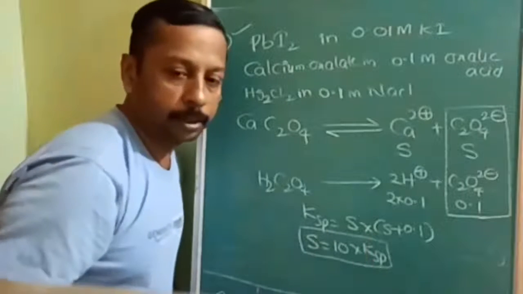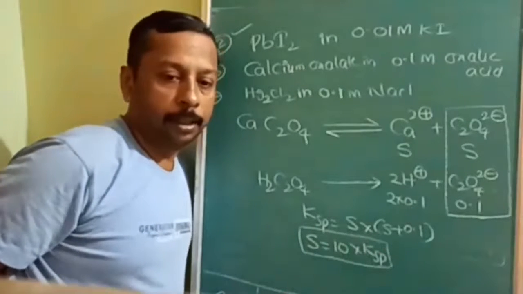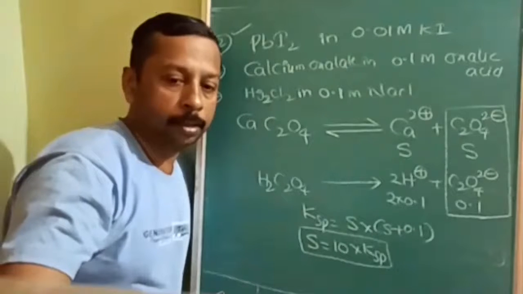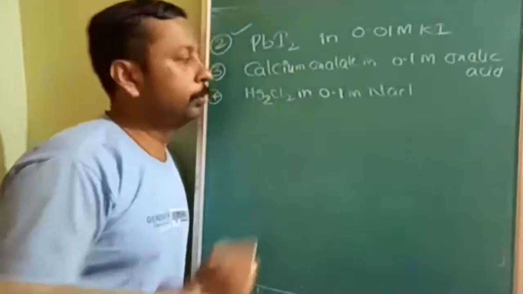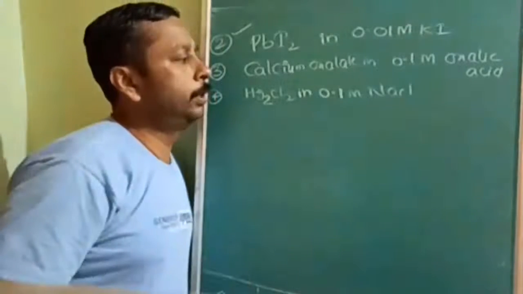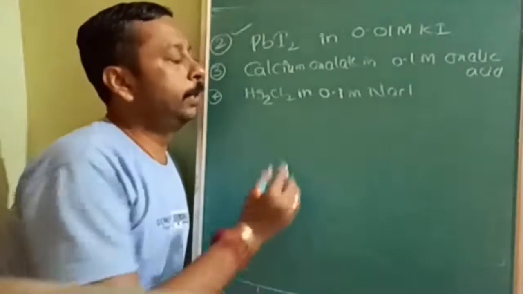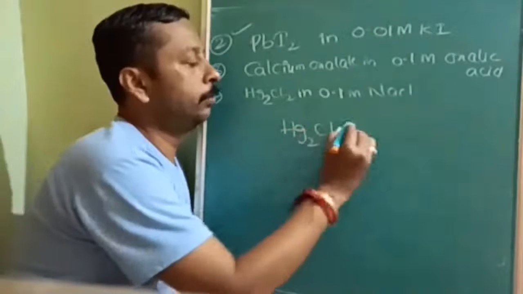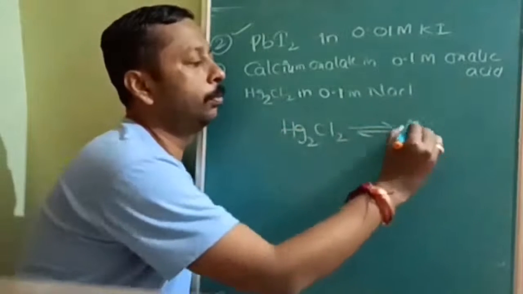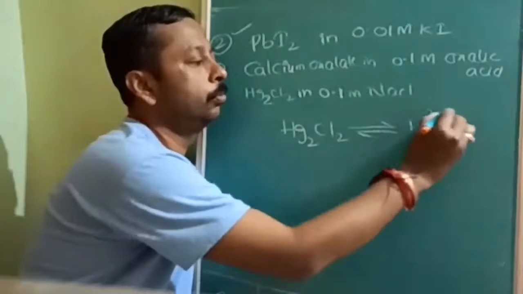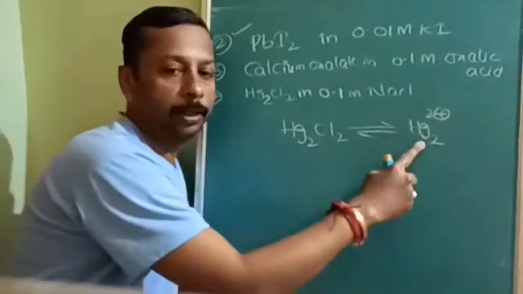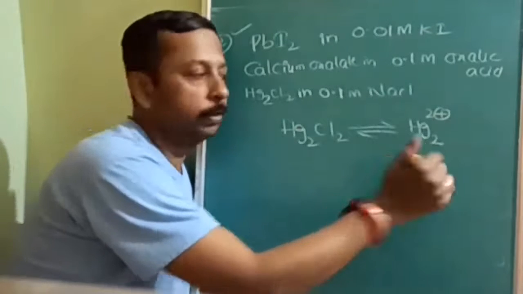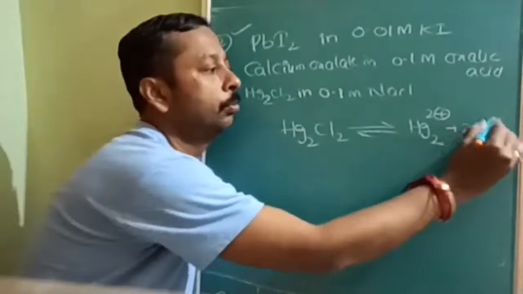Answer to the last, third question is S is equal to 10 into KSP. Okay, fourth part: Hg2Cl2 in NaCl. People are making a mistake here. Mercurous chloride will decompose like this: Hg2 2+. Remember this, don't commit this mistake. Hg2 2+ will be there and 2Cl minus.